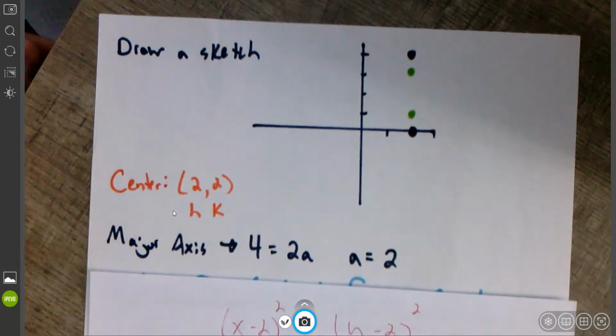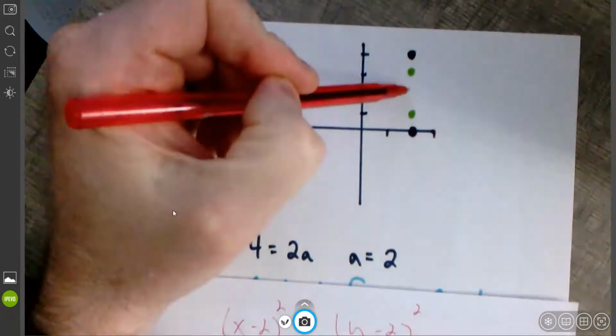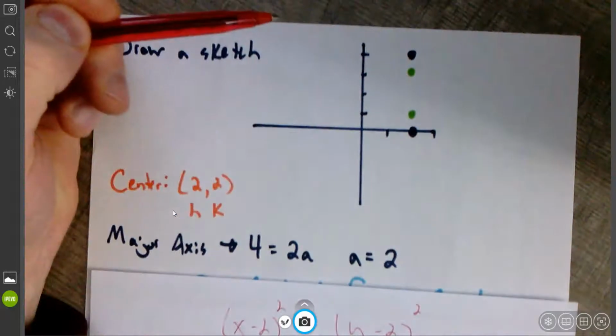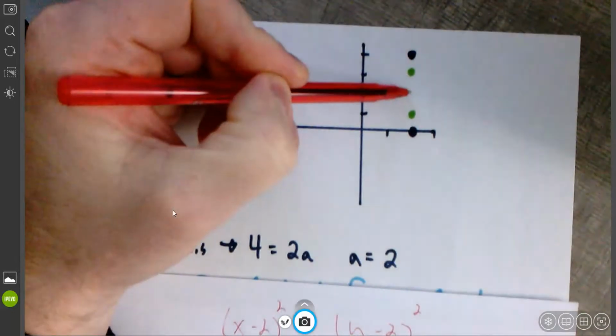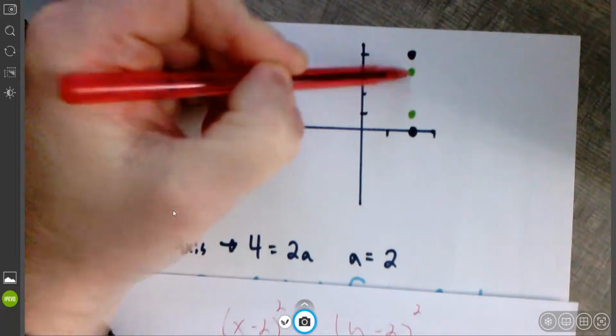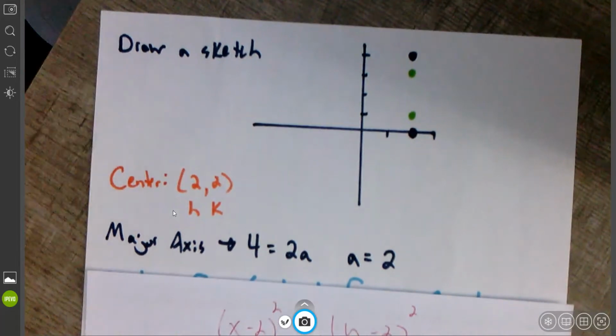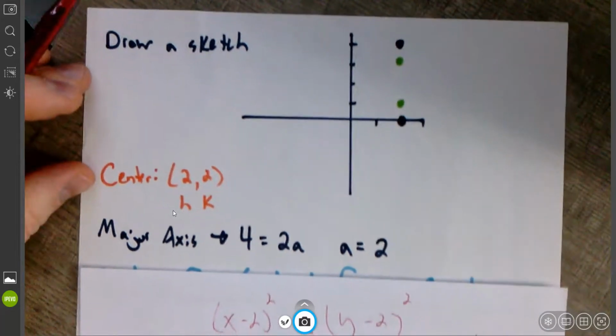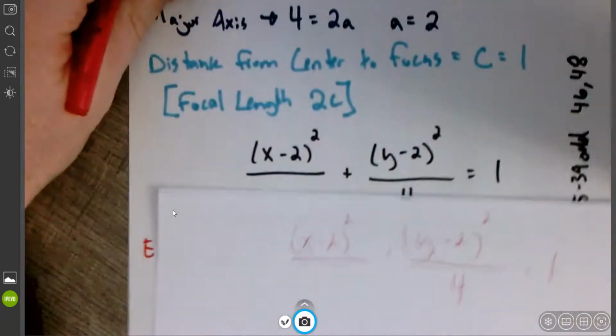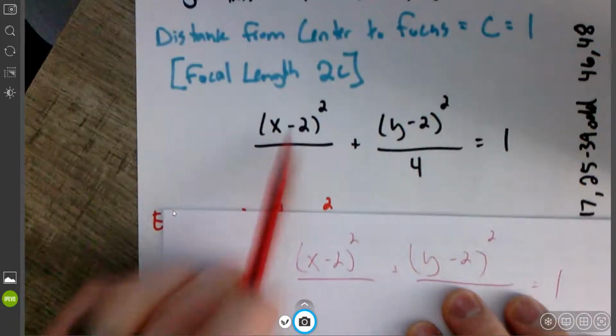So again, what was the one equation we had that relates a, b, and c? Because right now I have a. a is the distance from here to here, 2. And I actually have c. c is the distance from the center to a focus. That would just be 1. So we have a and c, and we can work around it and find b, and we use the anti-Pythagorean theorem, the fake Pythagorean theorem. So here's what we have so far.